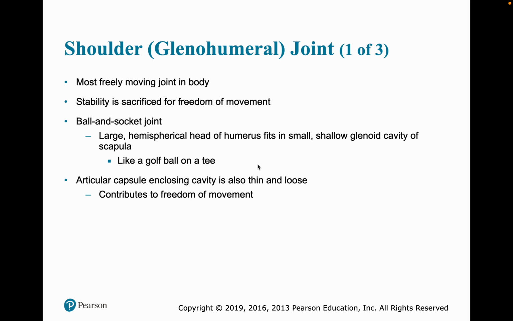It's a ball and socket joint, much like the hip, but the large hemispherical head of the humerus fits in a very small, shallow glenoid cavity of the scapula, more like a golf ball on a tee than being encased in that capsule. The articular capsule enclosing the cavity is also thin and loose, and that contributes to the freedom of movement.